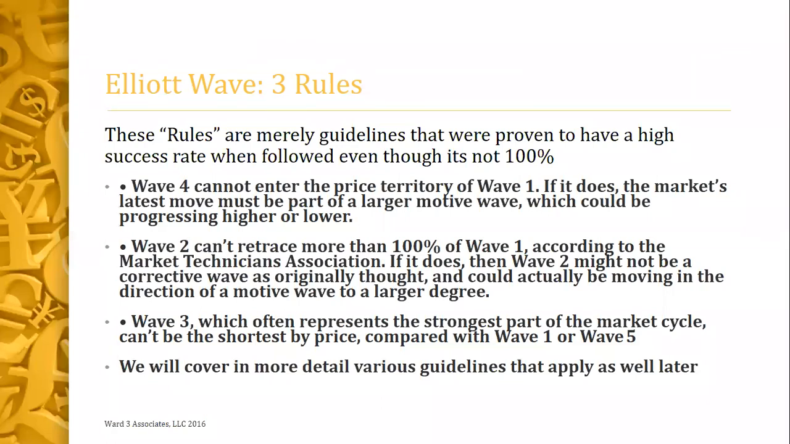Wave 3, which often represents the strongest part of the market cycle, can't be the shortest by price compared to wave 1 or wave 5. So what that means is, from the low at point 1 to the high of wave 1, let's say that moves 50 pips. Okay. Wave 3 has to move at least 50 pips or greater. And then wave 5 would have to move less than 50 pips.